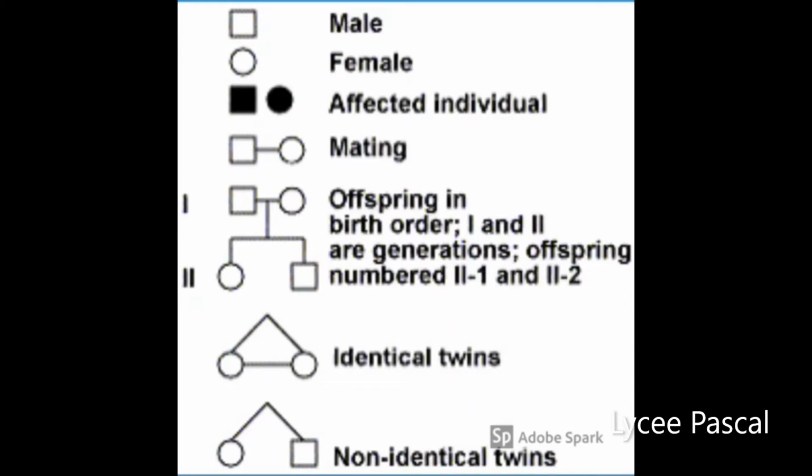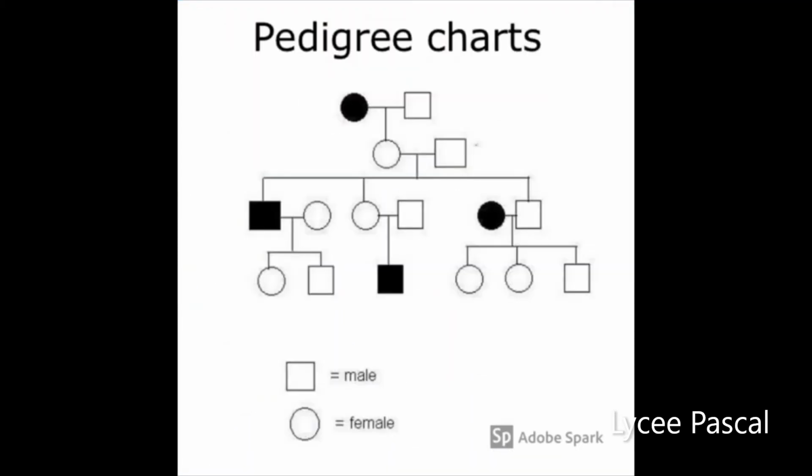If we have a triangle, these are identical twins. Unfinished triangle, non-identical twins. In this picture, we are going to see the pedigree, or the family tree. Like we see here, we have some affected and normal individuals. We have the male and the female in each generation.